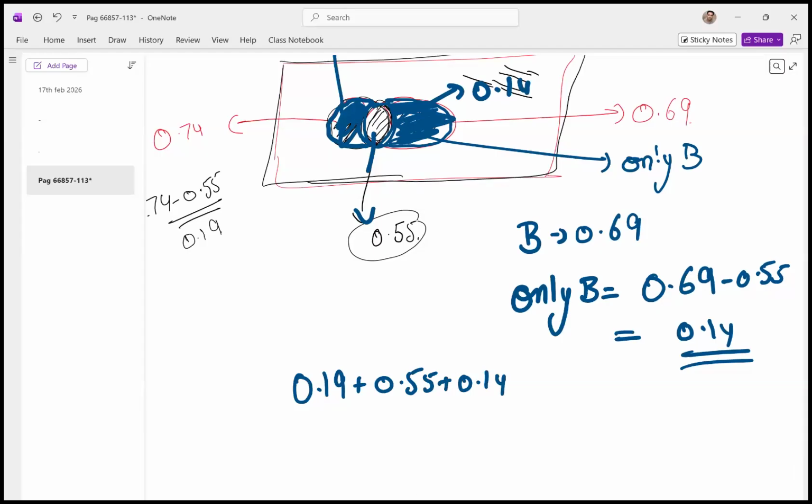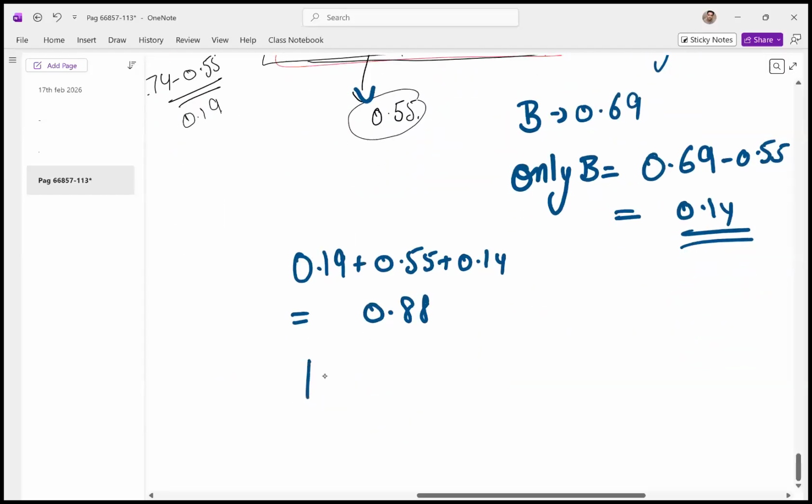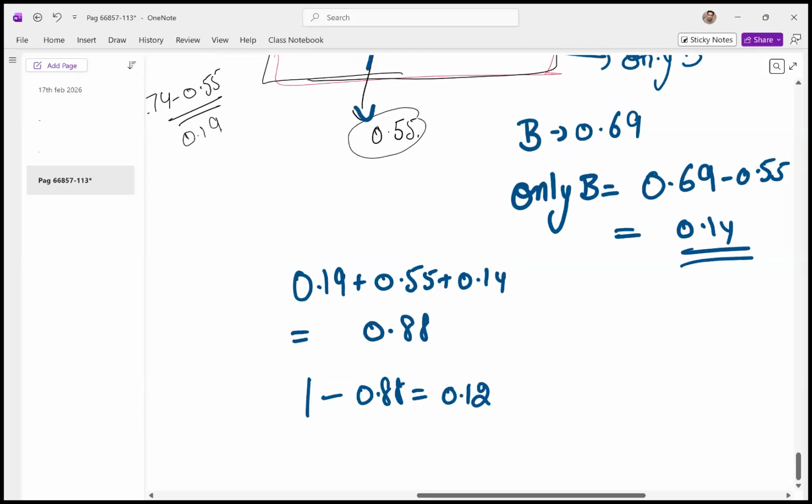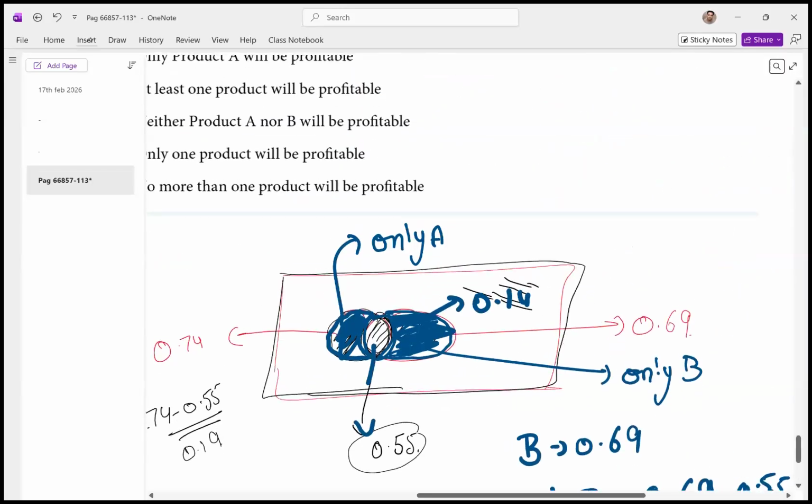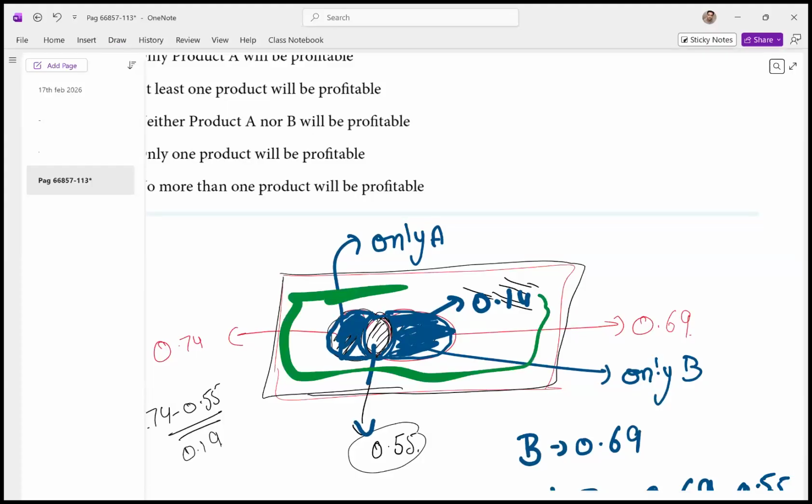So 0.19 plus 0.55 plus 0.14. If I were to do the math on my calculator, it comes to 0.88, and the total is 1. So 1 minus 0.88 will give me 0.12. So this section of the Venn diagram, the outside section, which I'm going to color with the green, is 0.12.